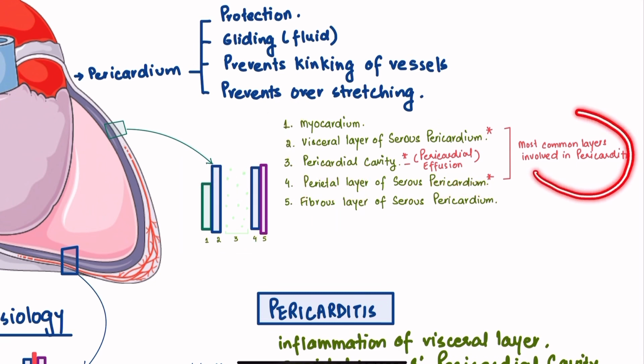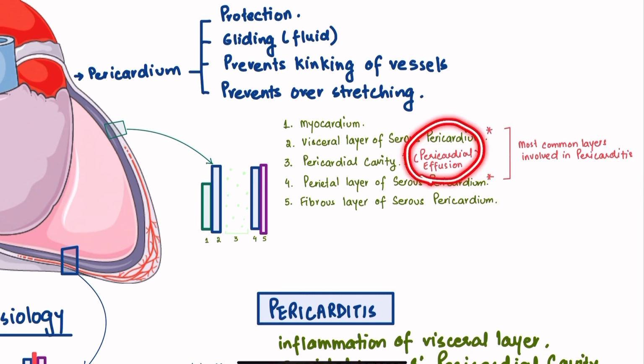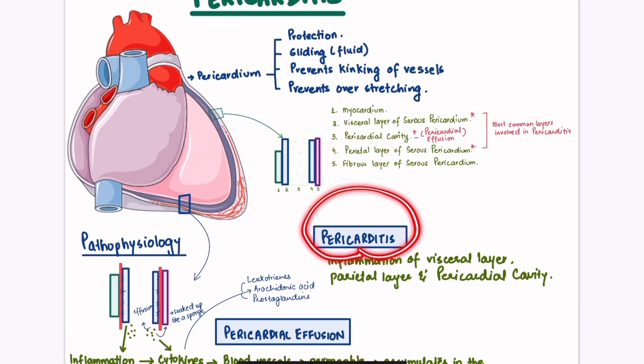The most common layers involved in pericarditis are the visceral layer of the serous pericardium, the pericardial cavity, and the parietal layer of the serous pericardium. Pericardial effusion accumulates in the pericardial cavity. So what is pericarditis and what are the types of pericarditis? Pericarditis is the inflammation of the visceral layer, the parietal layer, and the pericardial cavity. So these three layers are commonly involved in pericarditis.